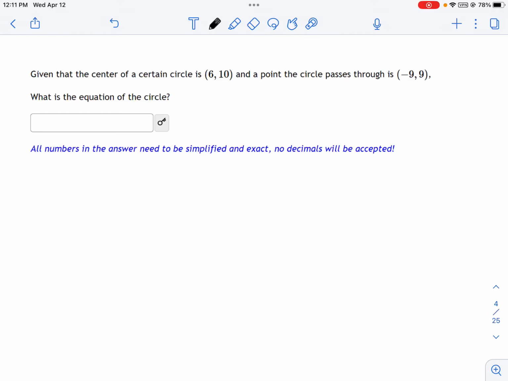Hello and welcome. So we are given that the center of a certain circle is (6, 10), and a point on the circle, that the circle passes through, is (-9, 9). What is the equation of the circle?